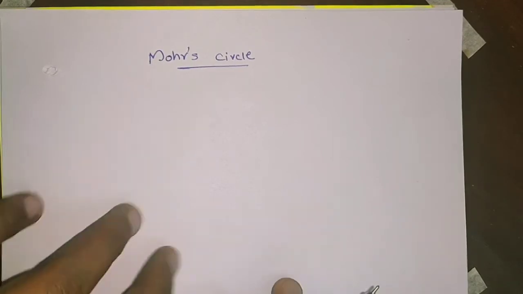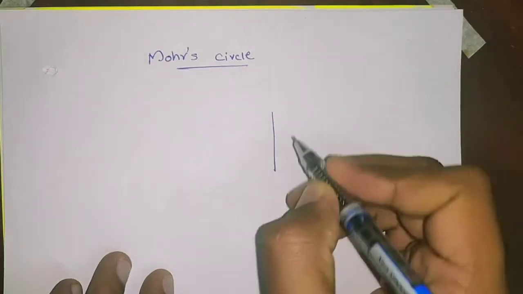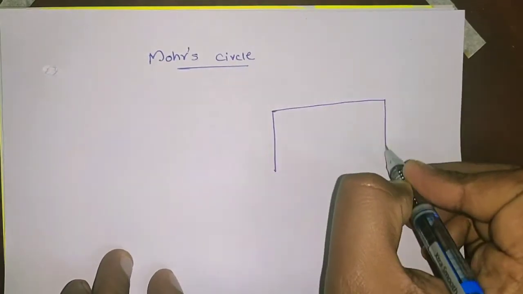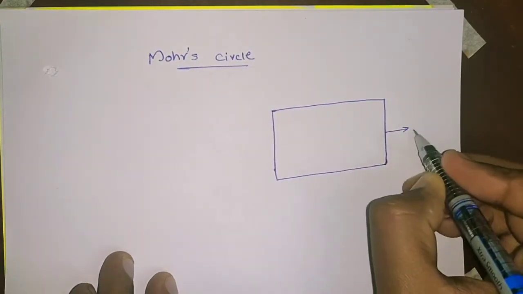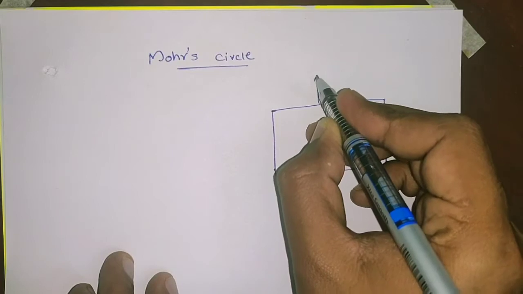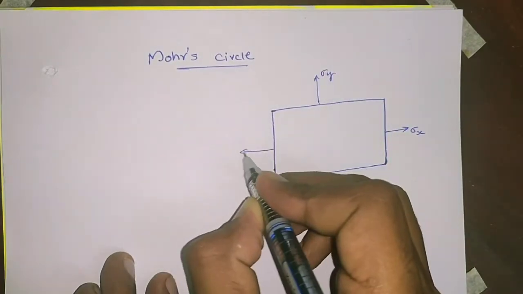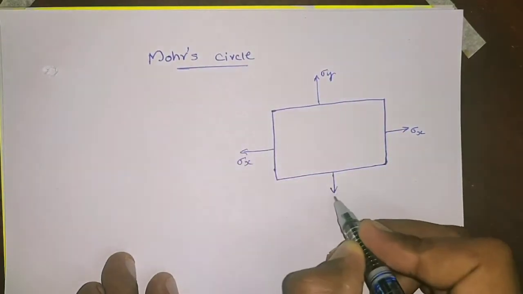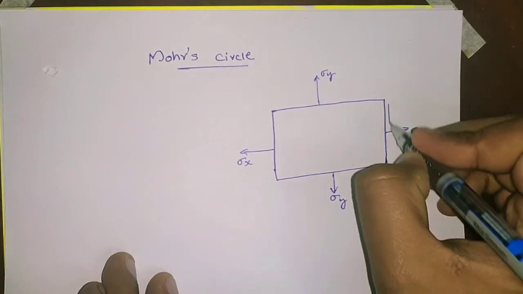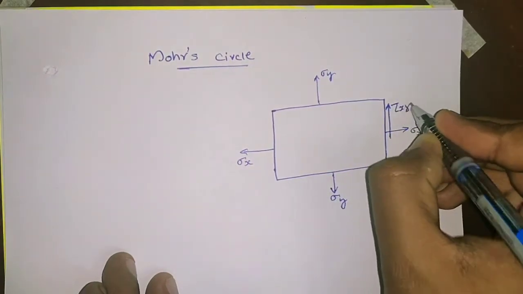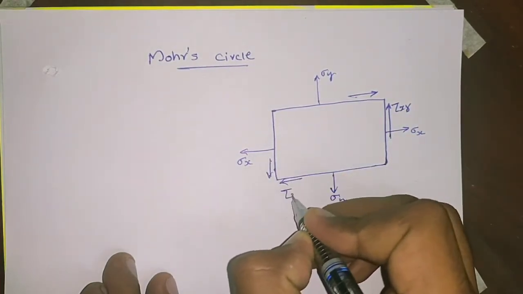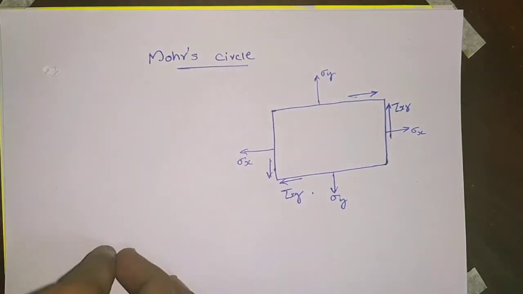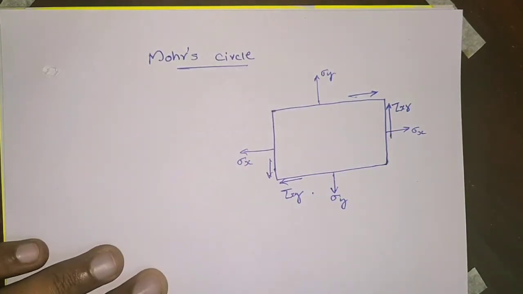So in the last lecture we discussed the plane stress condition. This is our body, and this is subjected to some normal stresses sigma x, sigma y, and some shear stress tau xy. These are the normal stress and shear stress acting on this body.